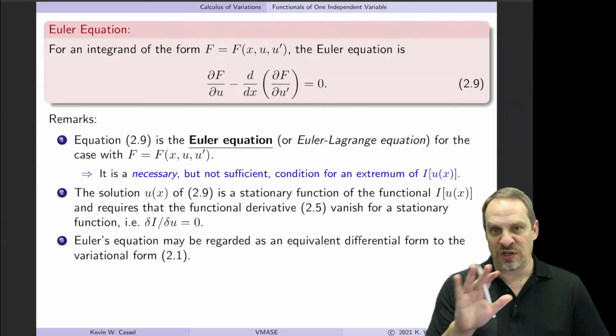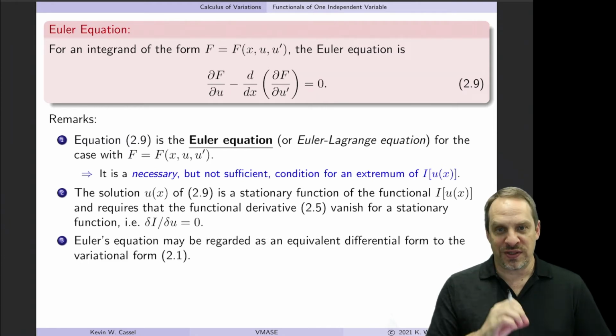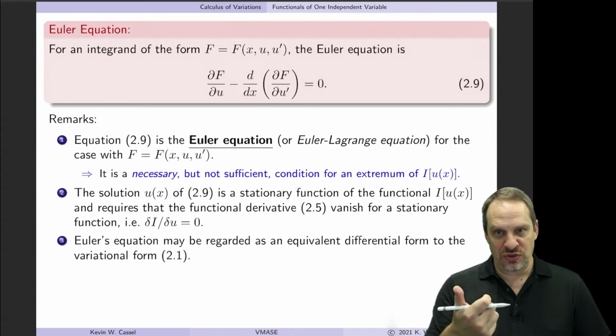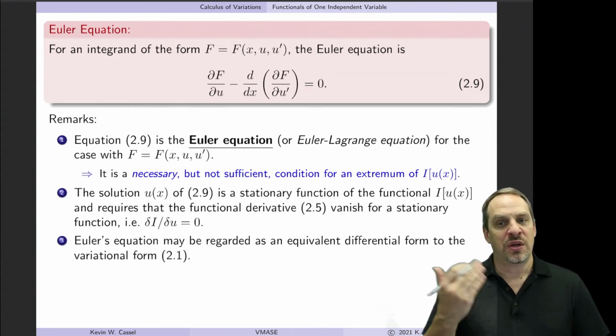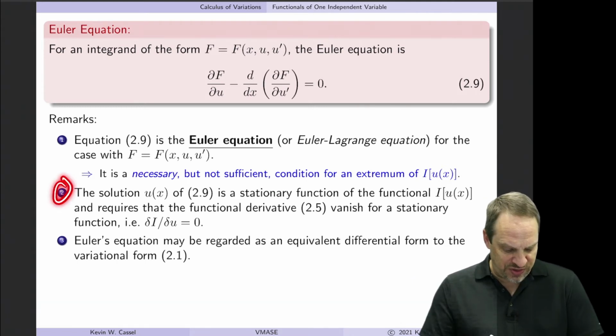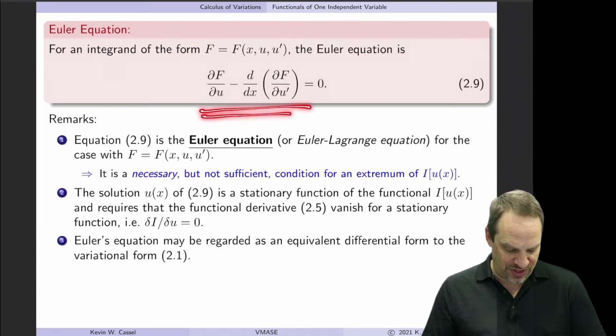But in any case, for the same reason as in the differential case, Euler's equation is just a necessary but not sufficient condition for an extremum. So the solution u of x is a stationary function. It may also be a maximum or a minimum, but I don't know that without doing some additional work. As we hypothesized in the previous video, setting the functional derivative equal to 0 does indeed give us the Euler equation 2.9 that we have here.